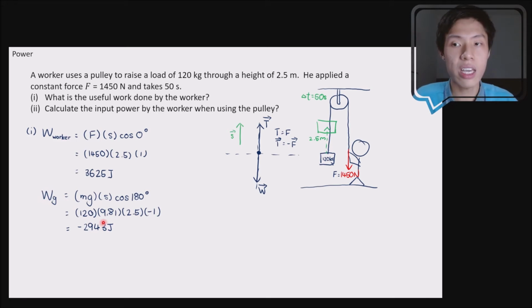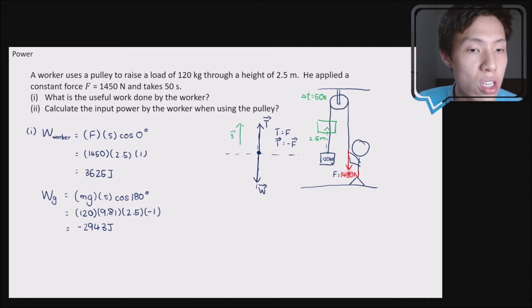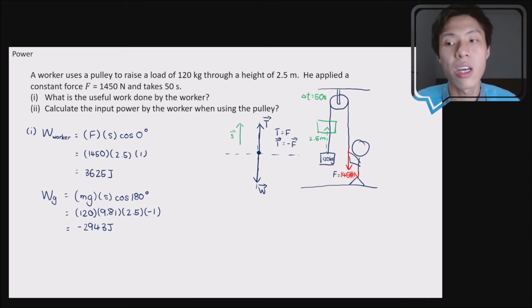Next, useful work done is like this. If the worker chooses to pull with a lesser force, technically the object will still rise as long as the work done by the worker here is equal or greater than the work done by gravity. If the worker chooses to pull with a smaller force, technically the block will still rise upwards as long as the work done by the worker is equal or greater than the work done by gravity.